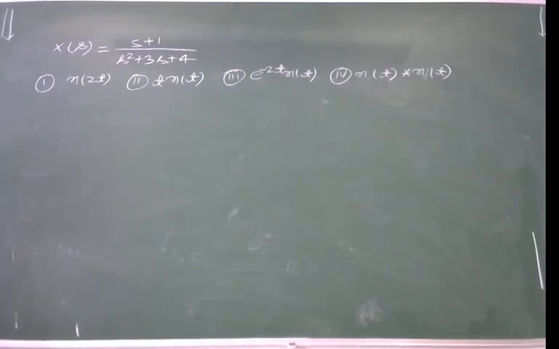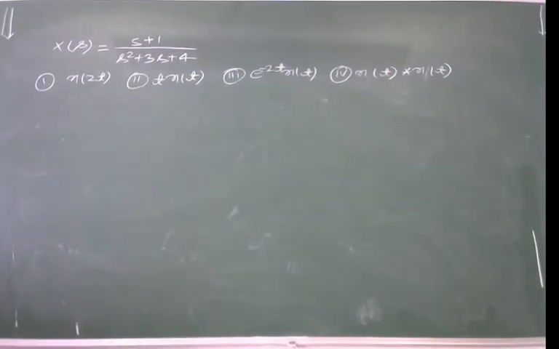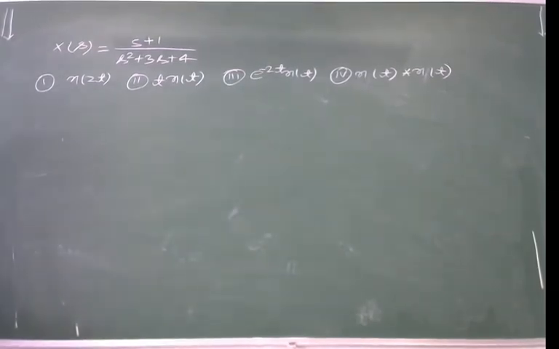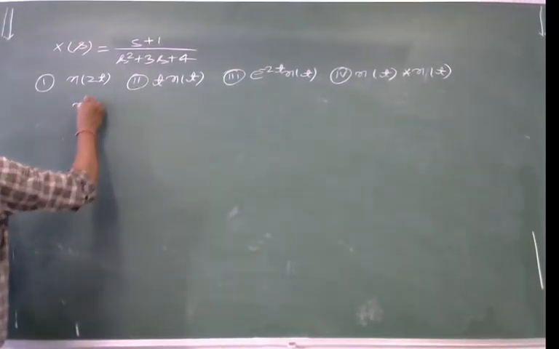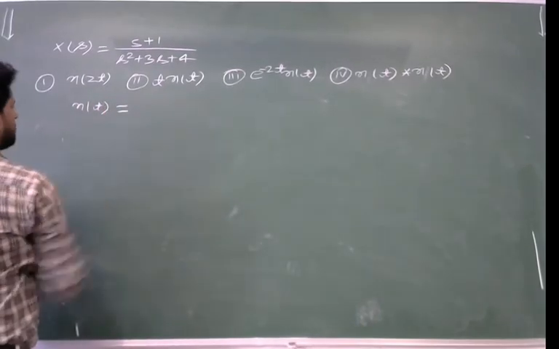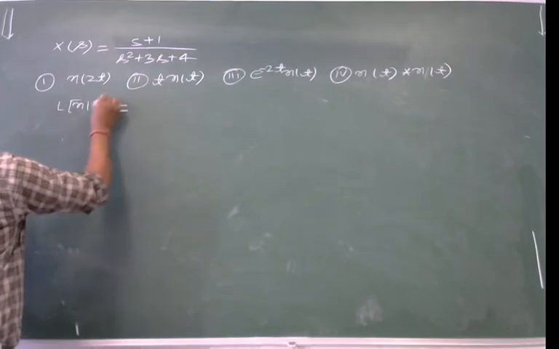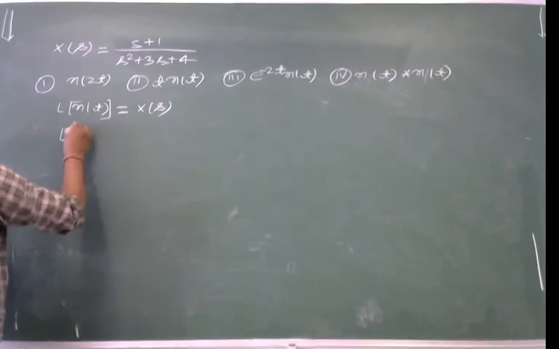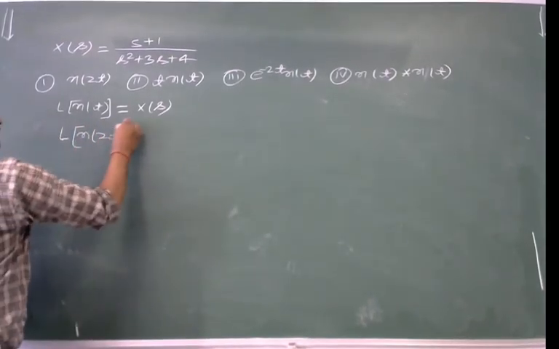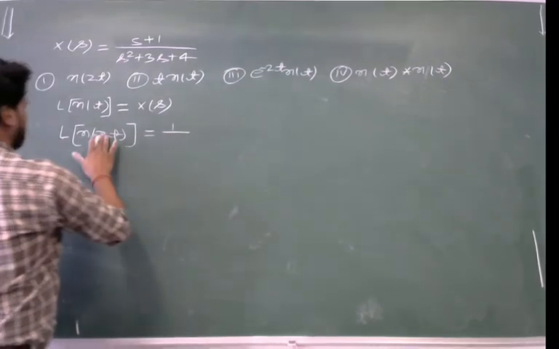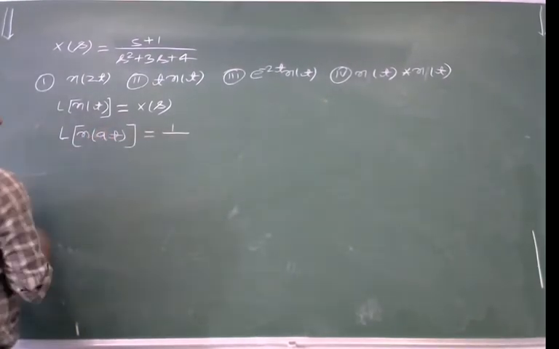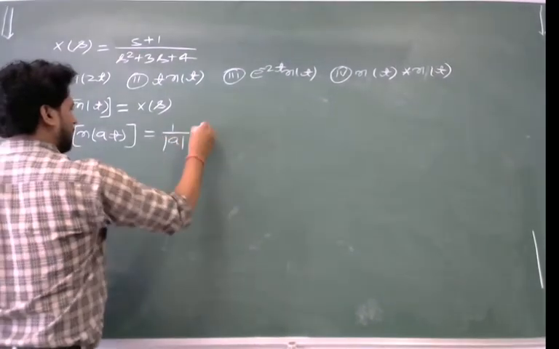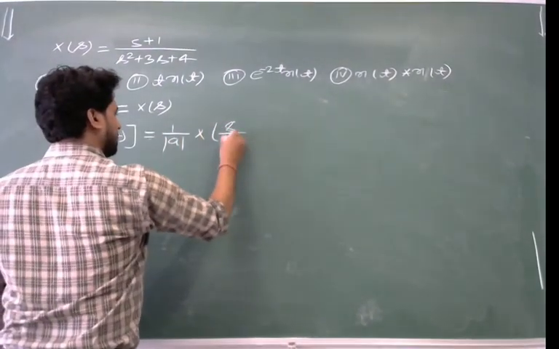given relation. So we know that the first property states the time scaling property of the Laplace transform. Means if the Laplace transform of x(t) is equal to X(s), then the Laplace transform of x(at) will be equal to, in general, 1 upon mod of a times X(s by a).